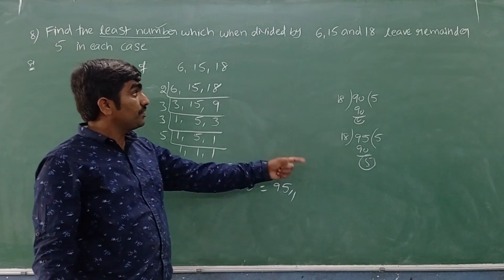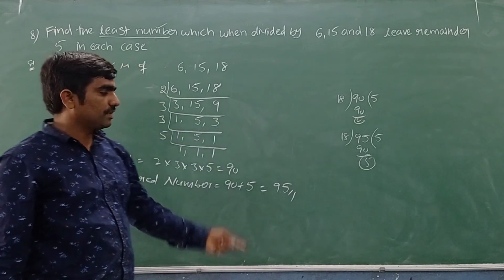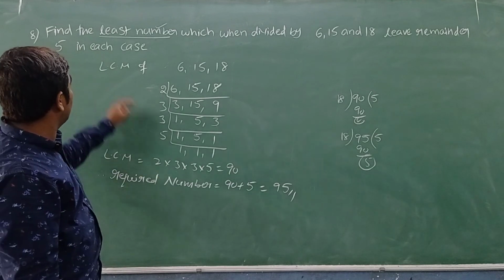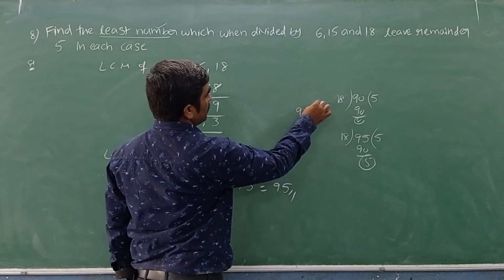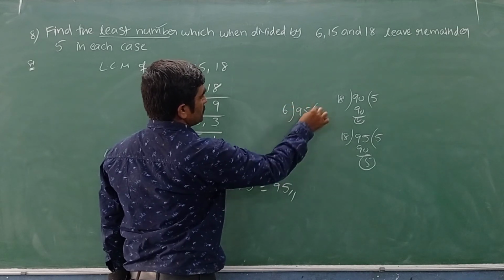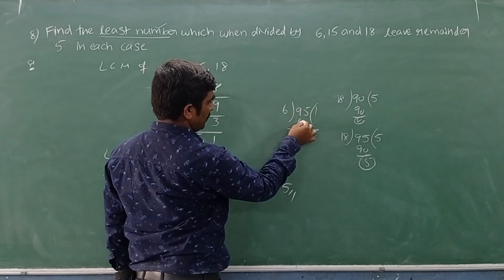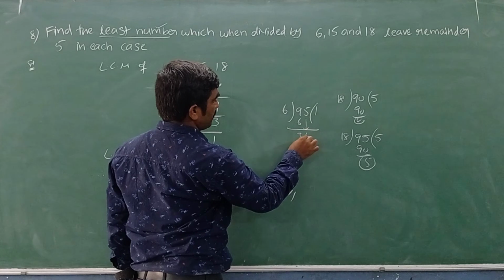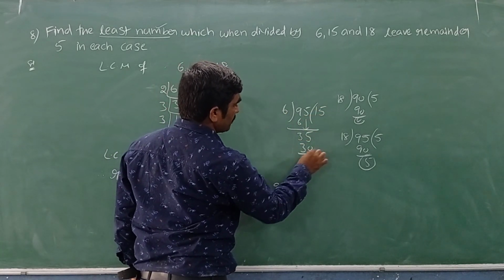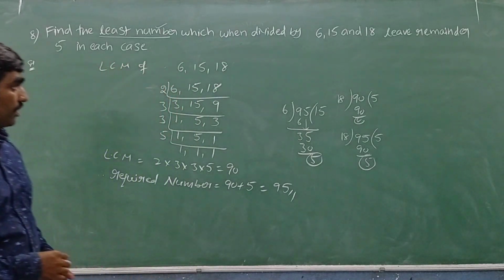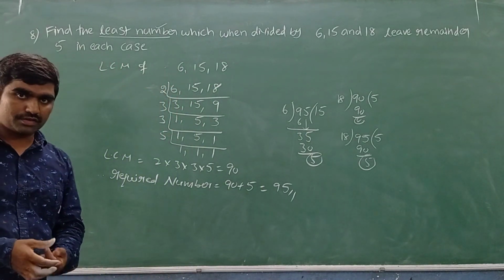Now if you divide 95 by any one of the given numbers, 100%, the remainder is going to be 5. Let's see the 6 table. If you have a doubt, 6 ones are 6, 9 minus 6 is 3, we bring down 5, now 35. 6 fives are 30, and the remainder is 5. So that is the way we can find the solution. Hope you understood.